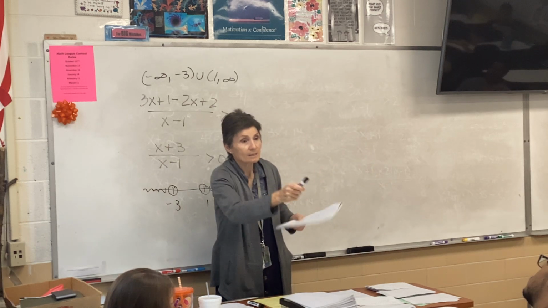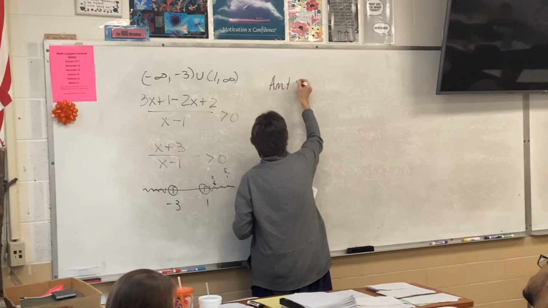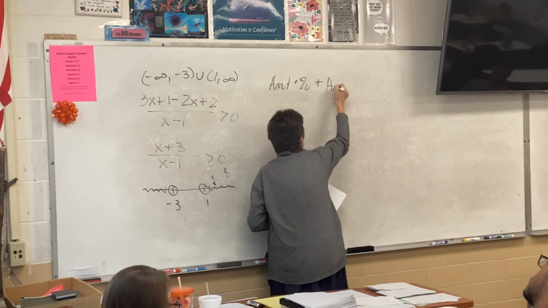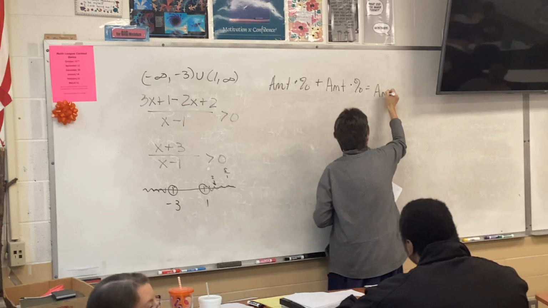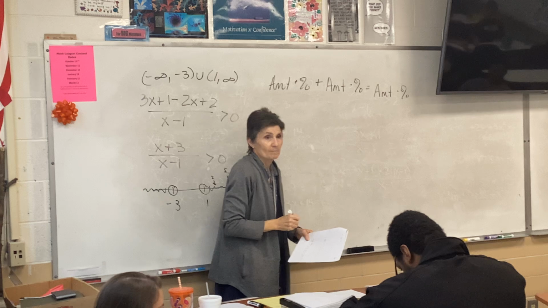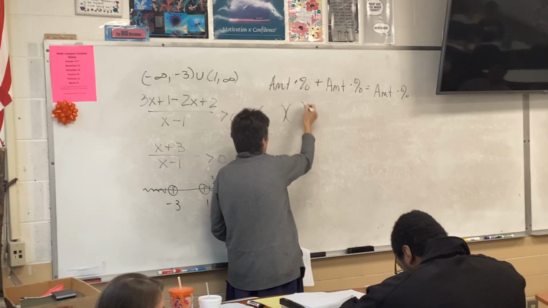Amount times percent. Yes, Pam. Amount times percent plus amount times percent equals amount times percent. You guys remember doing these. Oh my goodness gracious. Here they are again.